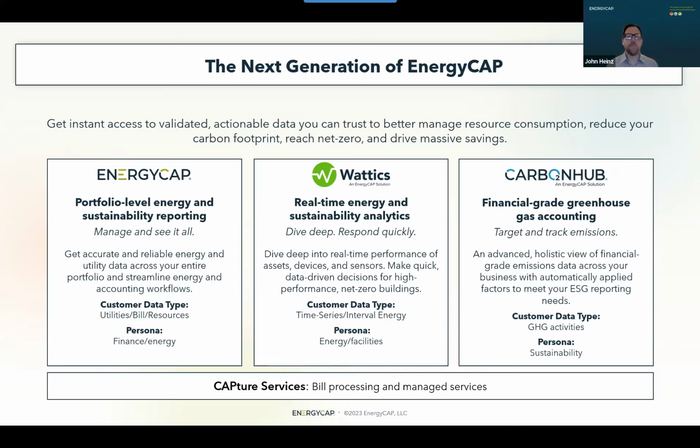We also have released a product called Carbon Hub. Carbon Hub takes a deep dive into greenhouse gas reporting and carbon reporting activities to help with sustainability initiatives and specific projects focused on reducing your carbon footprint and doing decarbonization activities. So that's really what the next generation of our EnergyCAP platform is all about: bill tracking, real-time tracking, and then decarbonization tracking.